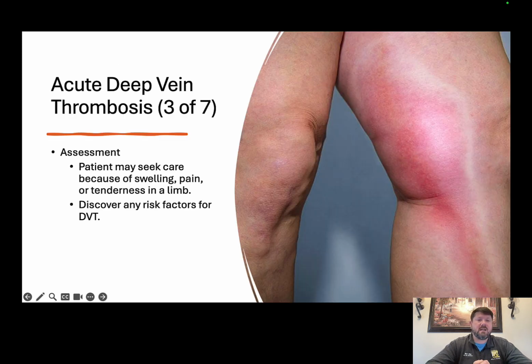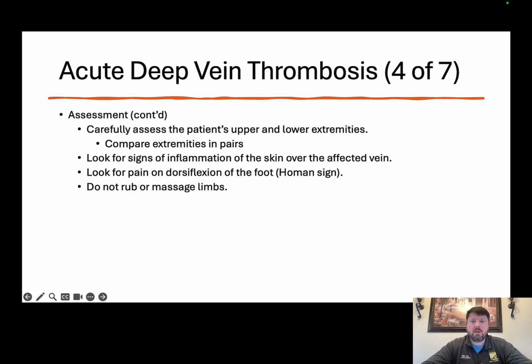The patient may seek care because of swelling, pain, or tenderness in a limb. Discover any risk factors associated with DVT. Carefully assess the patient's upper and lower extremities. Compare the extremities in pairs. Look for signs of inflammation of the skin over the affected vein. Look for pain and tenderness of the calf muscle or dorsiflexion of the foot, which is also known as Homan's sign. Be careful not to rub or massage the affected limb, because this could dislodge a clot.